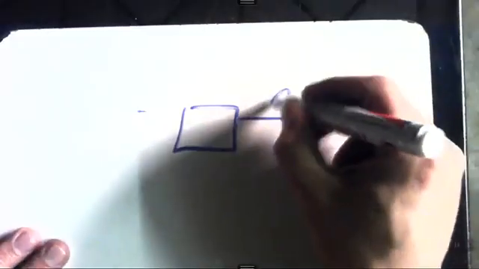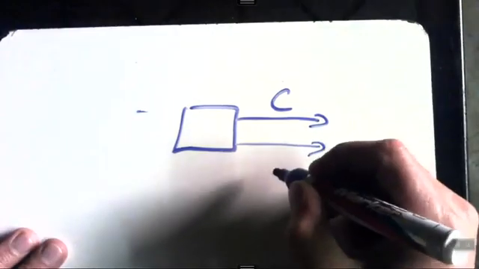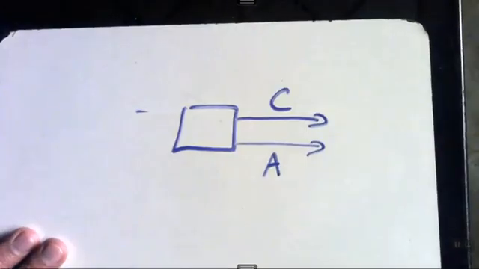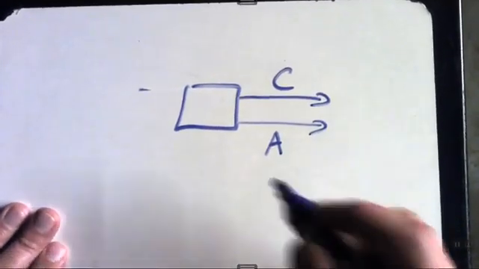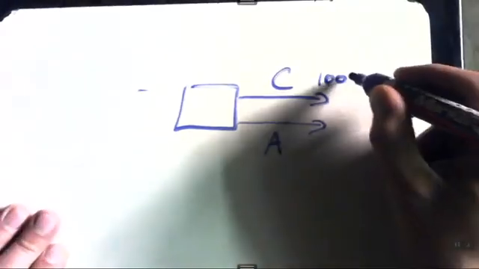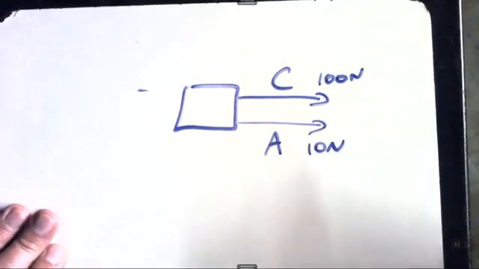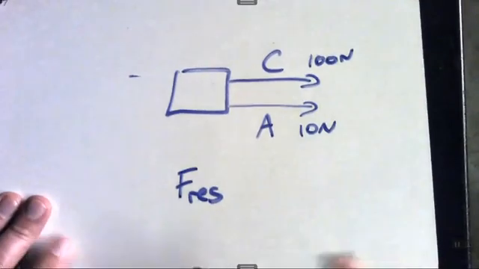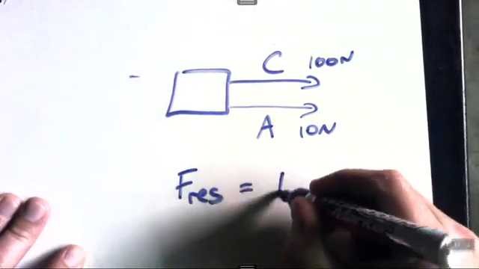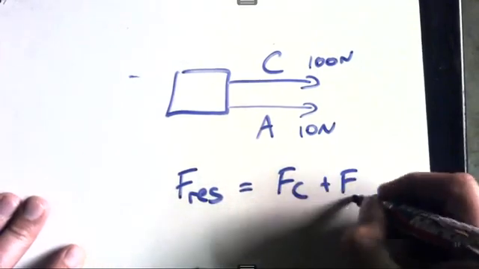Firstly, we need to look at what happens when we have two forces. Now imagine I have two people. Let's say I've got Charles and I've got Anshu, both pushing the car. They are both pushing the car in the same direction. So let's say Charles is pushing with 100 Newton and Anshu is pushing with 10 Newton. So the resultant force, the result of their forces, is the force of Charles plus the force of Anshu.